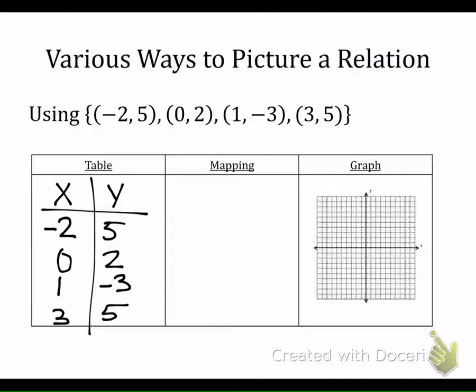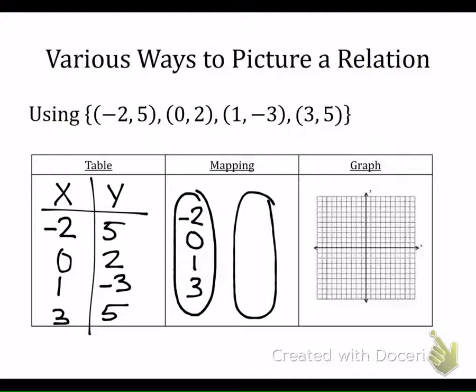You can also see it in mapping format. That's where we start with the x's. And then the y's, usually the y's are in order as well. So we'll do -3, 2, 5. And then we show using arrows which two go together. So like the -2 goes to the 5. The 0 goes to the 2. The 1 goes to the -3. And then the 3 also goes to the 5.